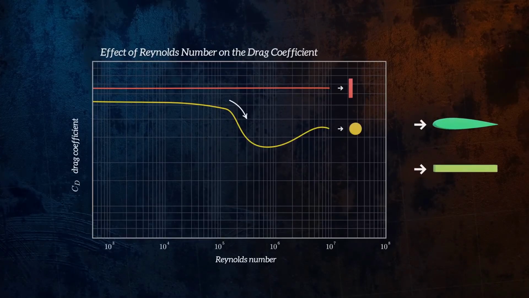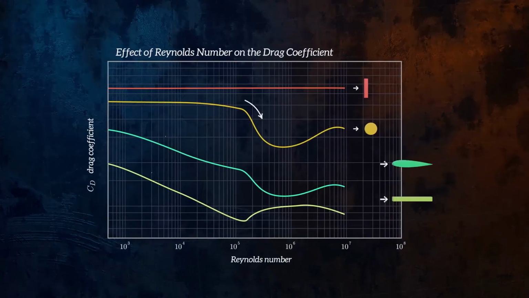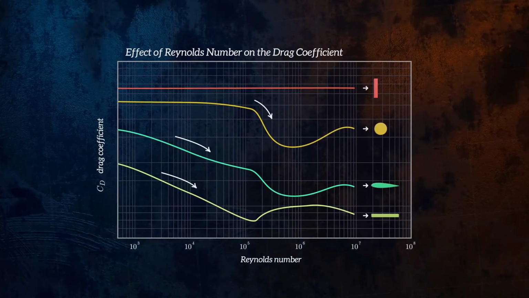And for streamlined bodies, the drag coefficient reduces gradually as Reynolds number increases, since viscous forces are less significant at higher Reynolds numbers, but the drag coefficient begins to increase after the transition to turbulent flow, because as we saw earlier, a turbulent boundary layer produces larger shear stresses.